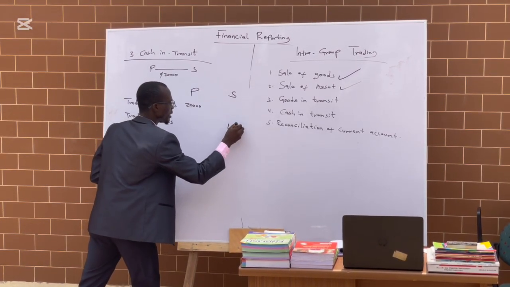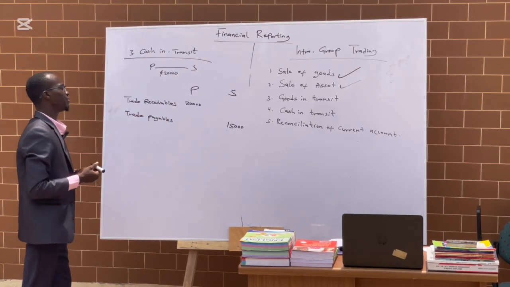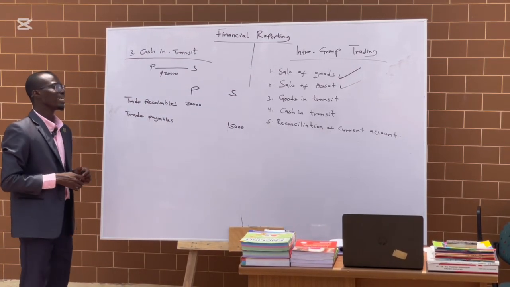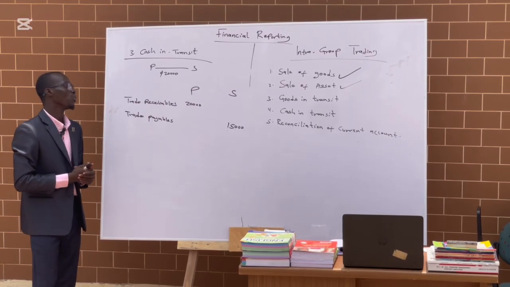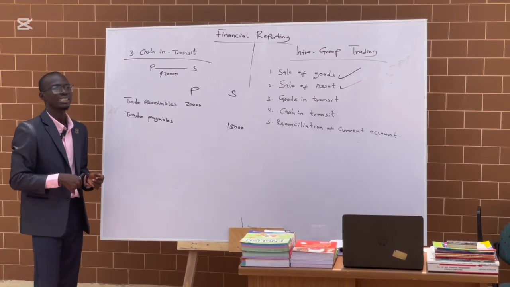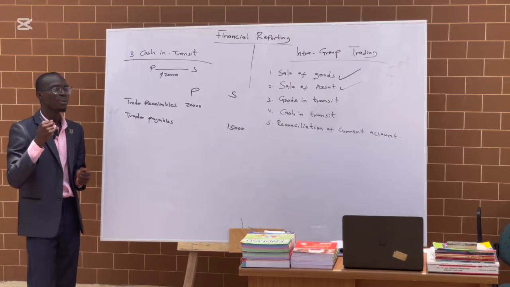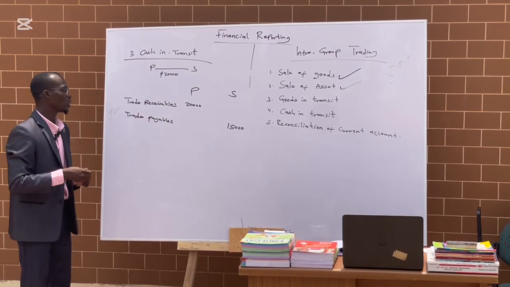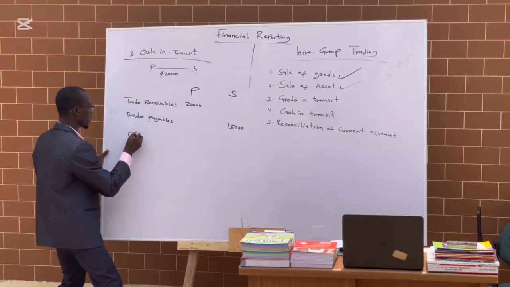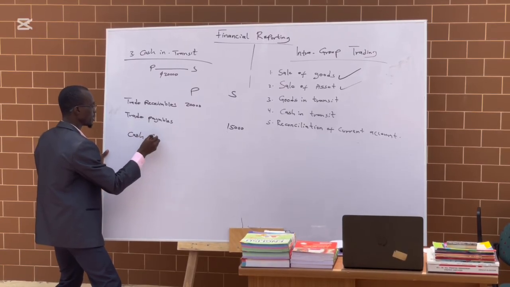I'm owing you just 15,000. So this means that the subsidiary has paid some amount to the parent, but the parent has not received it. So that one is what we call what? Cash in transit.